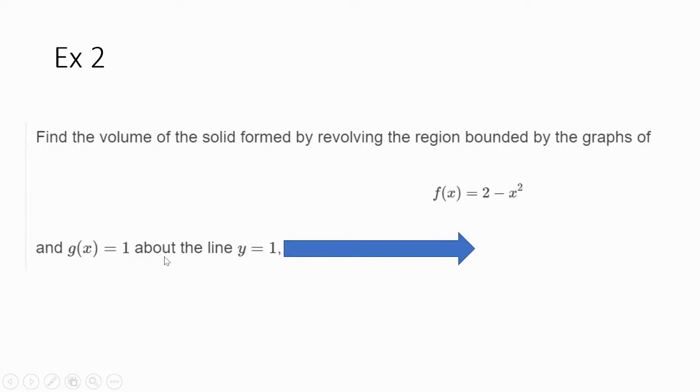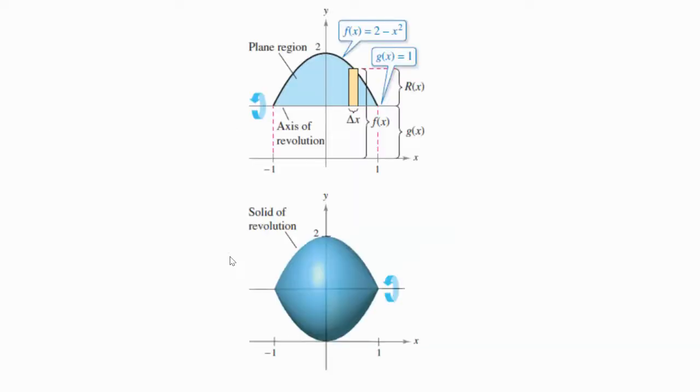And we're also talking about revolving it about a different line, not y equals 0, which is the x-axis. We're revolving it around y equal 1. Okay, so this is what we're going to do, and I tried to give you time to get a sense of this and things like that. So the first thing we're going to do is draw the graph. And so let's look at the graph.